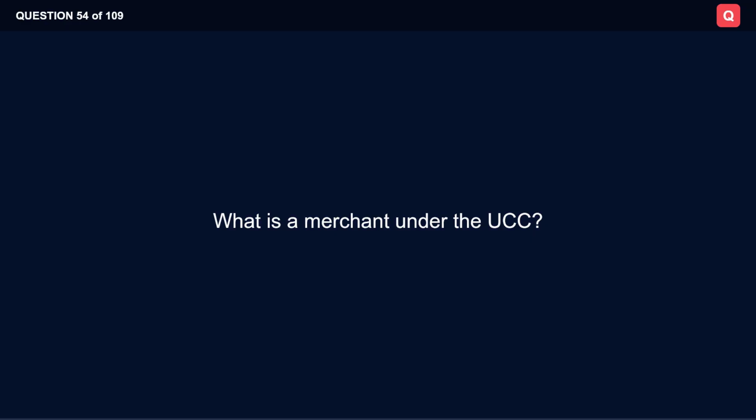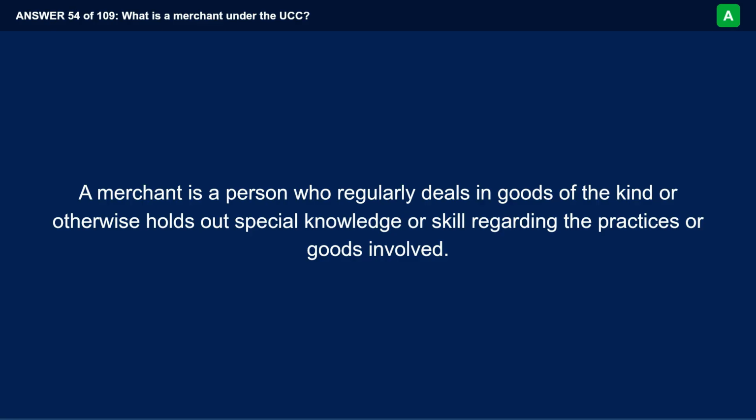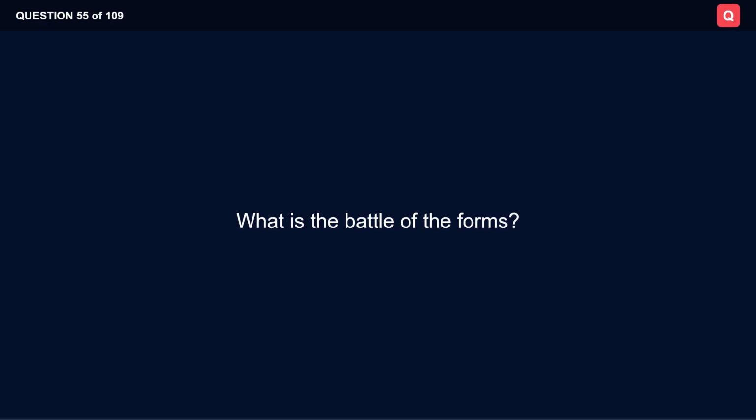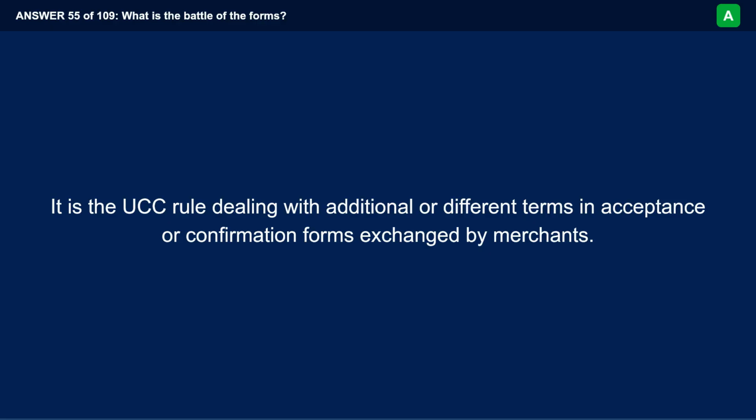What is a merchant under the UCC? A merchant is a person who regularly deals in goods of the kind, or otherwise, holds out special knowledge or skill regarding the practices or goods involved. What is the Battle of the Forms? It is the UCC rule dealing with additional or different terms in acceptance or confirmation forms exchanged by merchants.